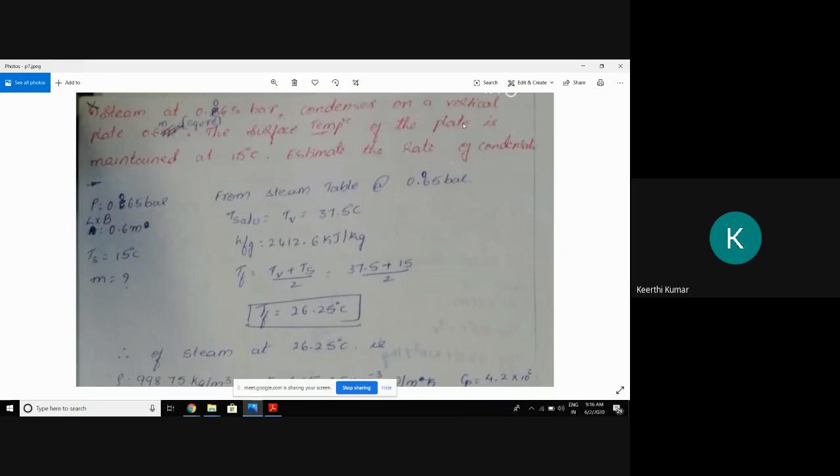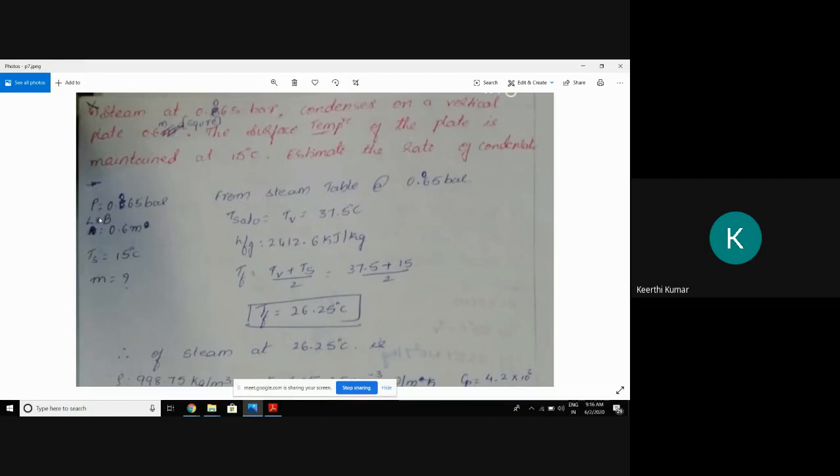The surface temperature of the plate is maintained at 15 degrees centigrade. Estimate the rate of condensation, that means m dot. In the earlier problem, he used to give the temperature of the vapor, but now he has given the pressure of the vapor, 0.065 bar. Length into breadth is given, 0.6 into 0.6. Surface temperature is 15. M dot he is asking you to find.